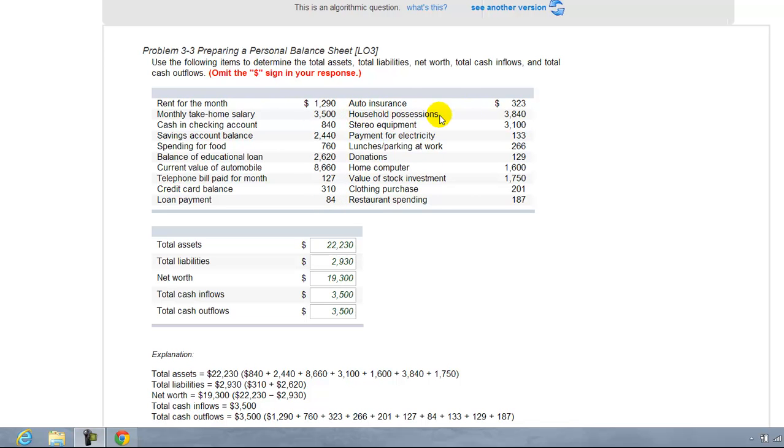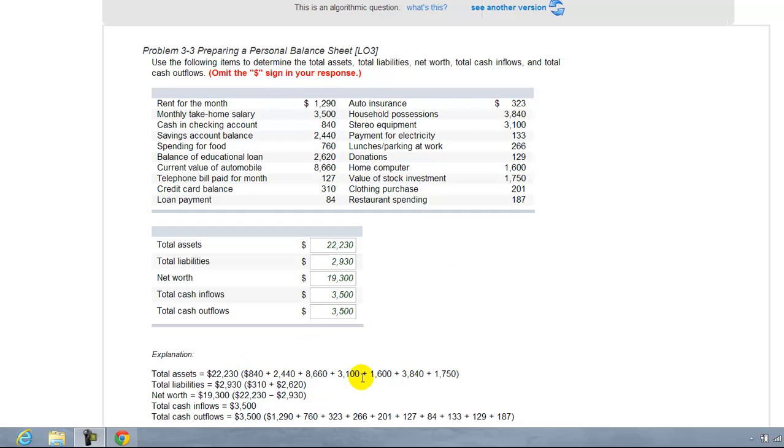Next, we've got household possessions. That's another asset, $3,840. Stereo equipment, $3,100. And then we've got all the way down here to home computer, $1,600. And then the value of our stock investment, $1,750. And I believe that's all of our assets.